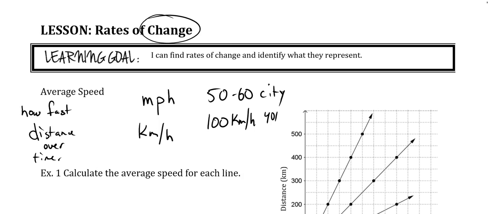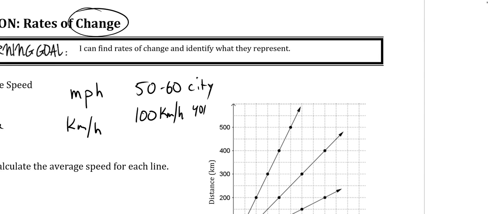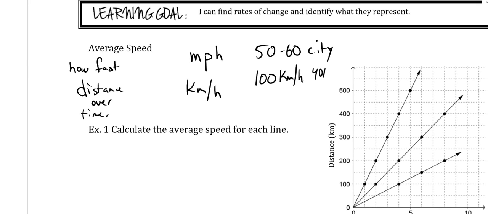If I drive, well, I'm running out of space here. If I drive 200 kilometers in 2 hours, what's happening? 100 kilometers per hour, 100 kilometers each hour on average. That's what average speed means. That's exactly what Ashton was talking about, is like it's a relationship between distance and time. Does that make sense? Yes? Everybody okay with that?